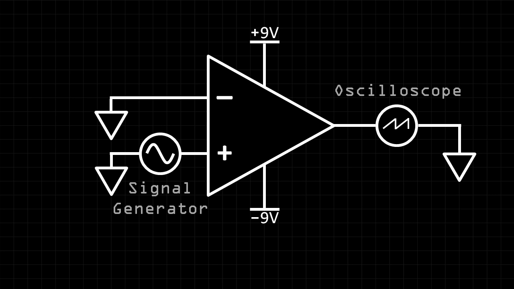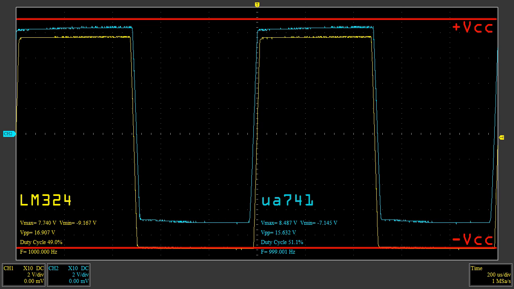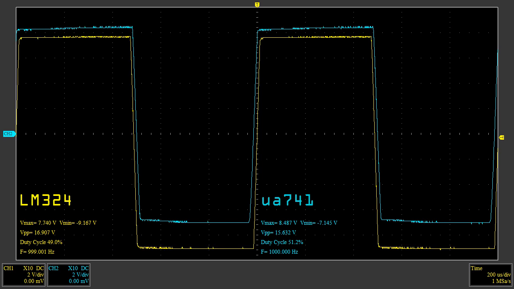Let's compare the maximum and minimum output of the LM324 and UA741 by using the same setup as before, but instead of placing 1 volt on the non-inverting input, we'll apply a sine wave from a signal generator. This results in 2 square waves, the blue trace being the UA741 and the yellow trace being the LM324. If we compare the maximum and minimum outputs of the two op-amps, we see that the UA741 is able to output a slightly higher output, but can't get nearly as close to the negative rail as the LM324. We'll see some more shortcomings of the LM324 in future videos, but for now it will be our go-to op-amp.